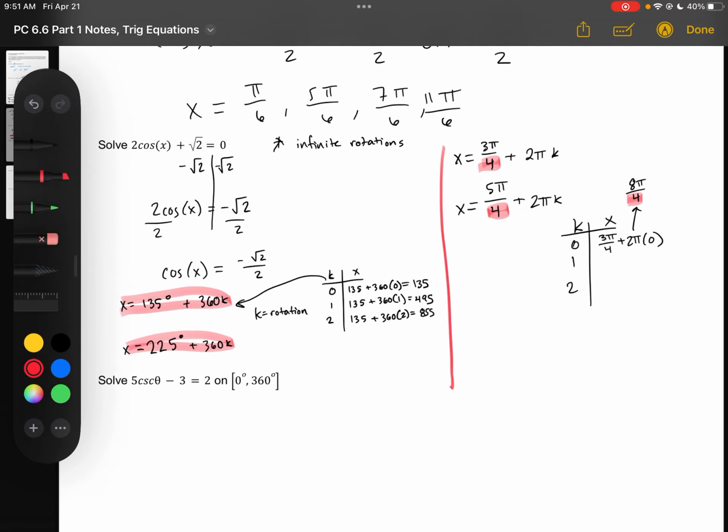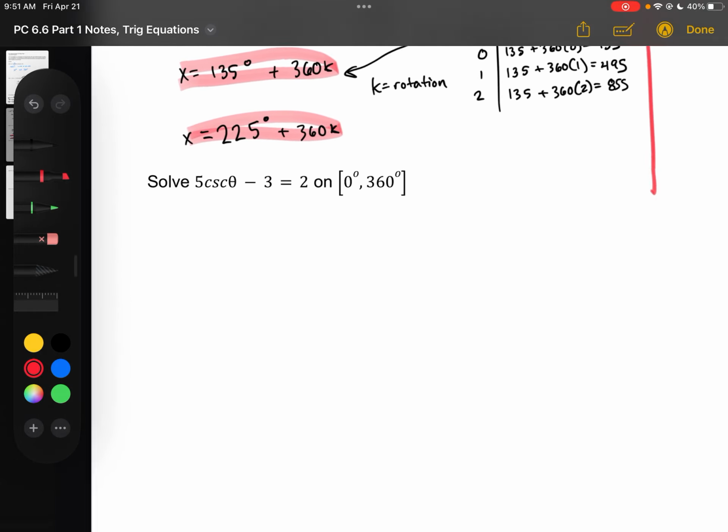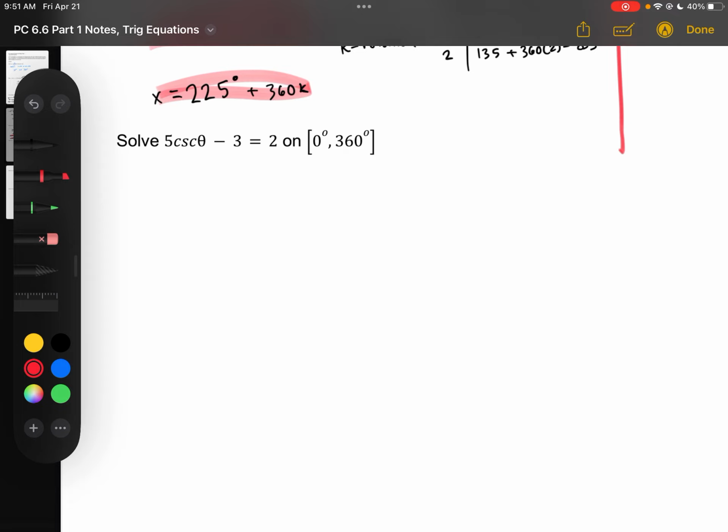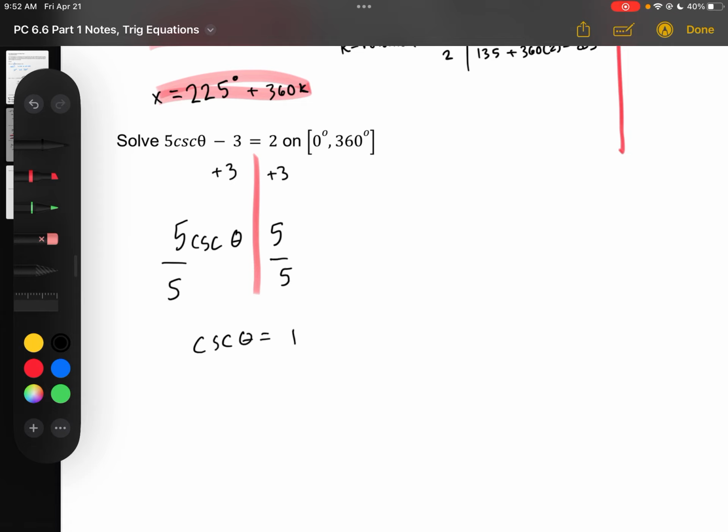So we can go over a few more examples to make sure we have some practice. On page number 2 here, the last one that we have deals with cosecant, which is a mean one. First steps first, we always want to get our function totally by itself. So we're going to add 3 to both sides. We'll have 5 cosecant theta equals 5. Divide by 5 to get cosecant alone. We'll get cosecant equals 1.